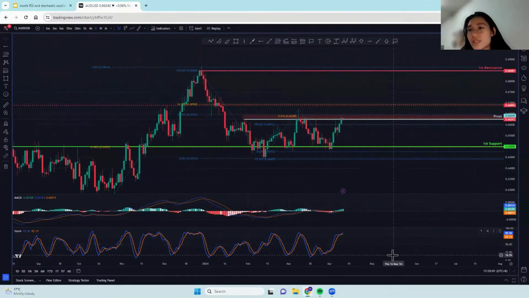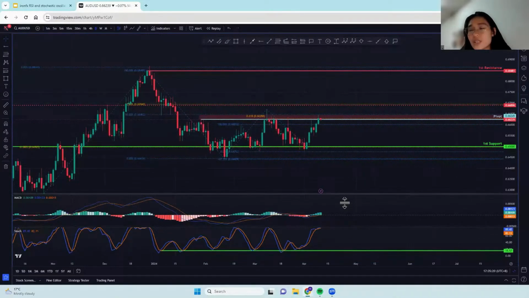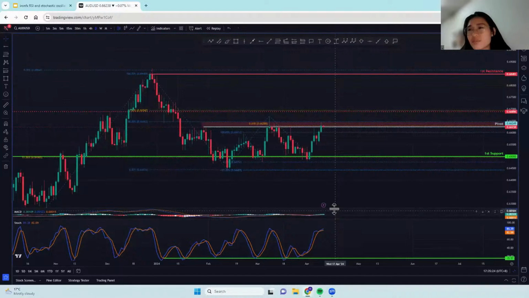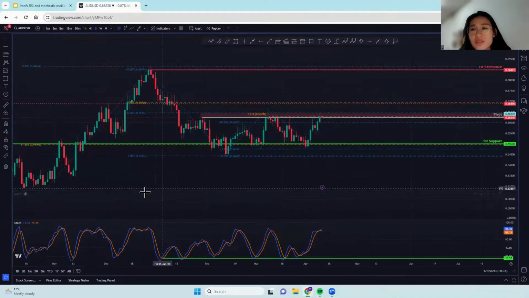Let's see if we have any divergences. Over here, I can see that we do have a hidden support. So this is the tool that I was talking about earlier. Basically, I'm going to hide my MACD first.